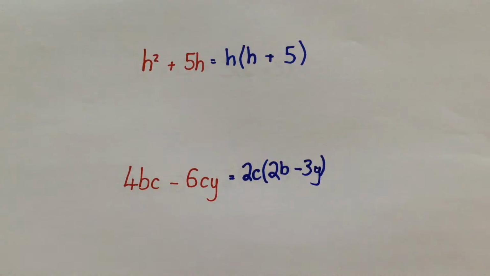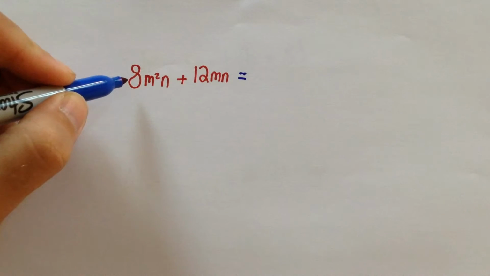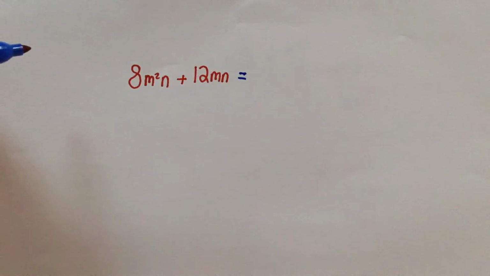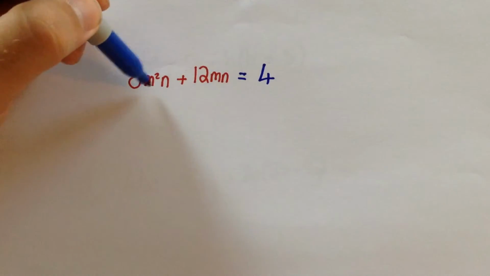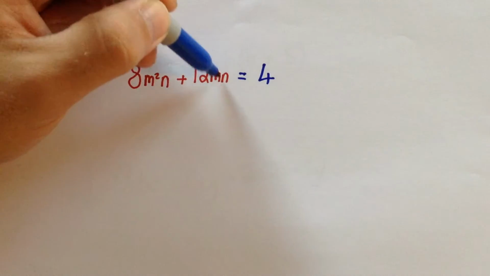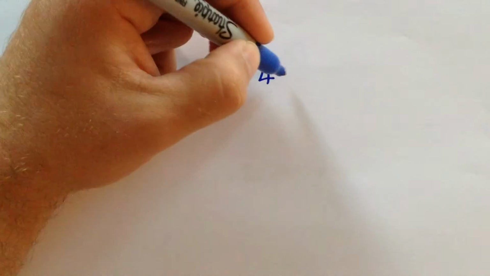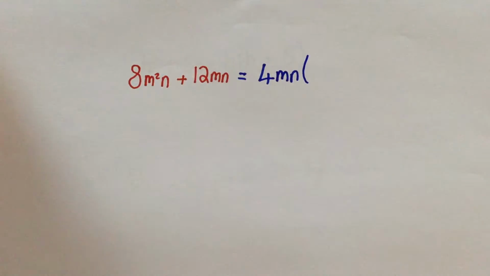In the final example, we're going to do something very, very similar to the last one, again with letters and numbers involved. If we start with the numbers, the highest common factor of 8 and 12 is 4. We then look for letters that are common in both of the terms. Well, both terms have an m and an n. So we're going to have 4mn on the outside.